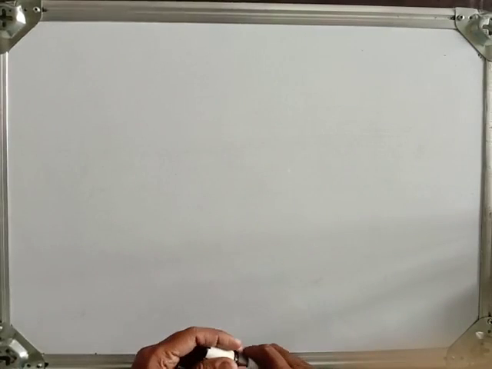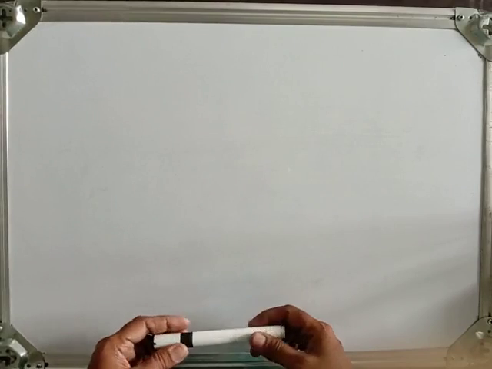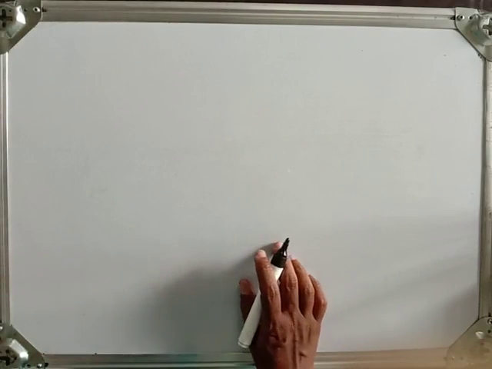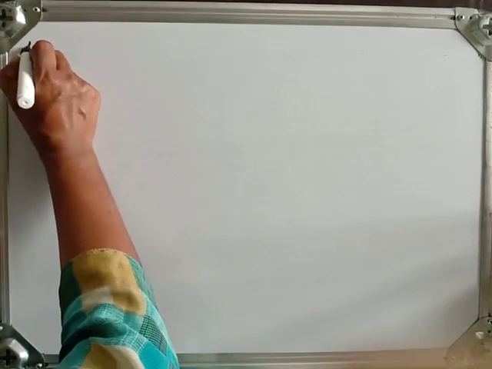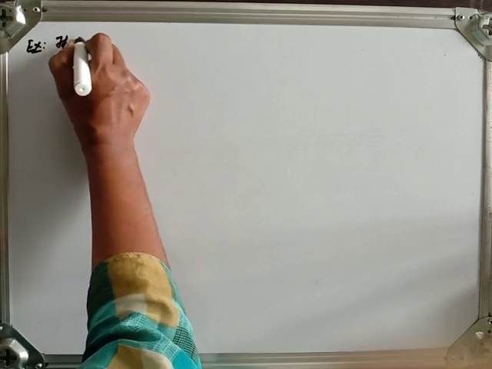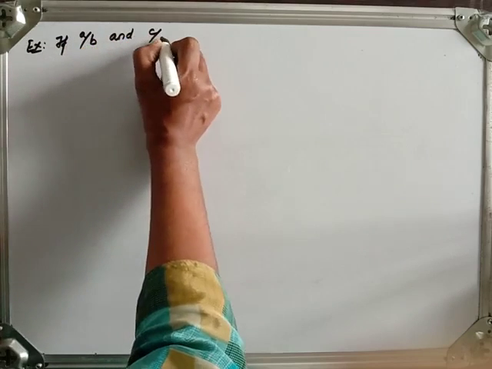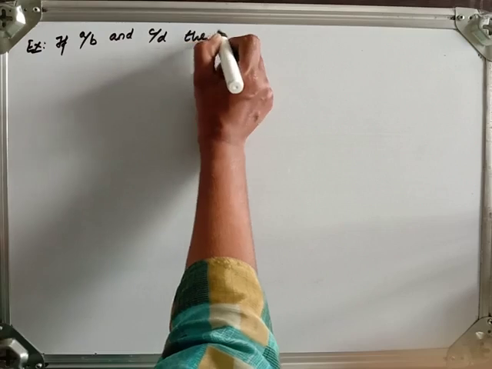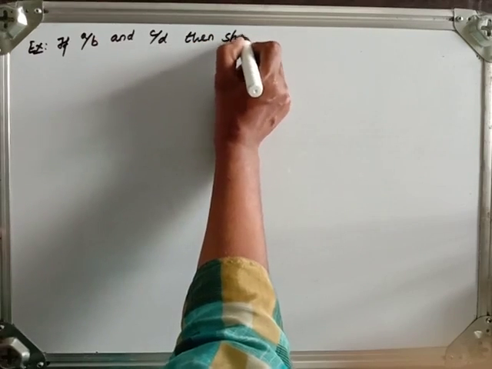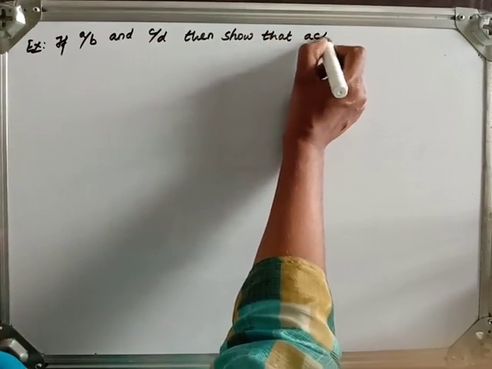Hello everyone. Now in previous video also we have seen some examples on properties of integers. So here also let us see some more examples. So the first example in today's video, suppose if A divides B and C divides D, then show that AC divides BD.